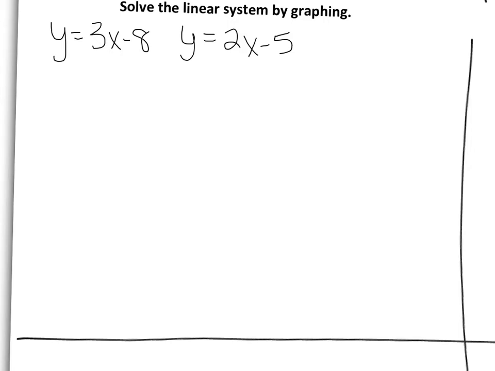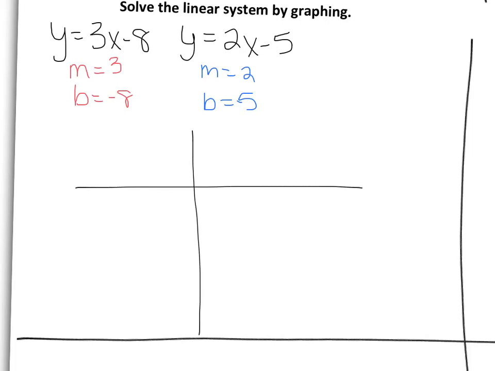So in order to graph these lines, I need to find my slope and my y-intercept. For this first line, my slope is 3, the y-intercept is negative 8. For my second line, the slope is 2, the y-intercept is negative 5. So on the same coordinate grid, we are going to plot these two lines. Give ourselves a little bit of room here.